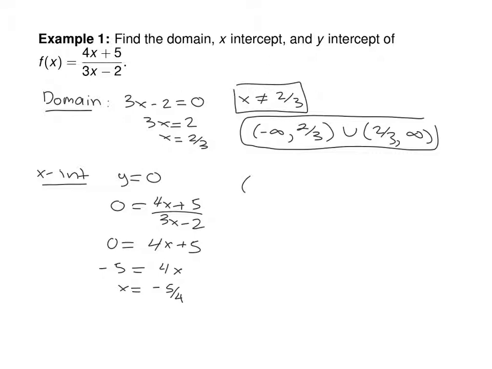I'd like you to give your intercepts as ordered pairs. So the x coordinate is negative 5/4. What is the y coordinate? 0. Yep, exactly.